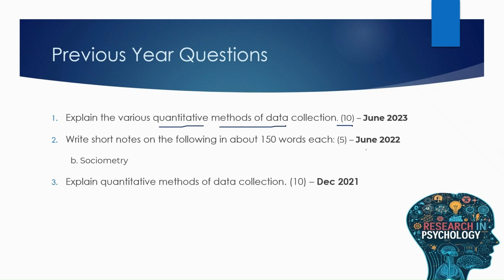Alright. Then in June 2022, there was a 5 marks part question which said write short notes on the following in about 150 words each. And the question was on sociometry. Then the same question as the first one repeated again in December 2021. Explain quantitative methods of data collection. Again, 10 marks, right? So this is kind of an optional question. They can either ask about qualitative methods or quantitative methods, or maybe any of these methods as 5 marks questions.